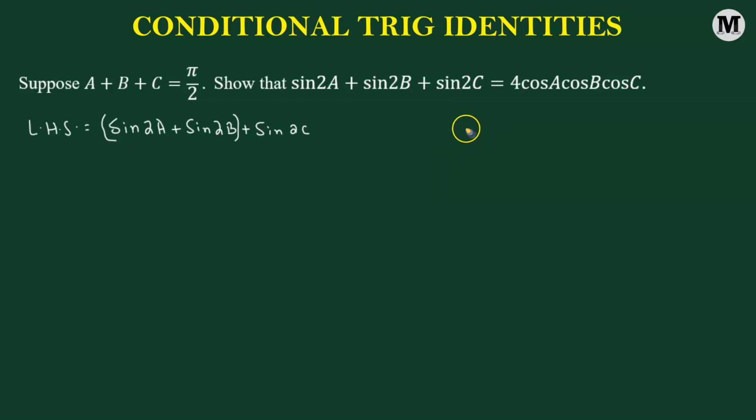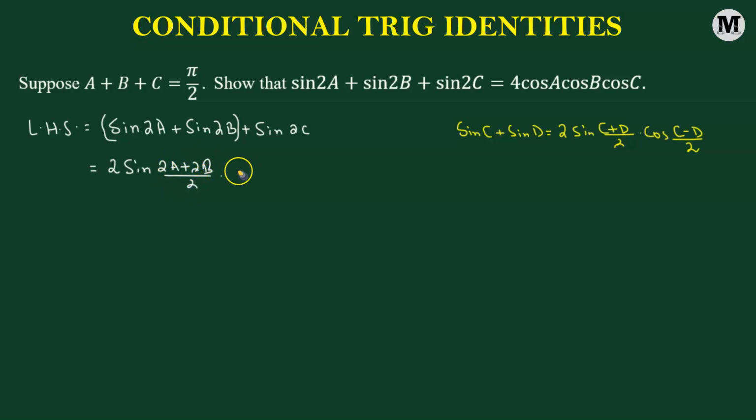Here we have a standard formula for combining two sine functions. Let's say we want to add sine c to sine d. We have 2 times sine of c plus d over 2 multiplied by cosine of c minus d over 2. Now in our case, c here is represented by 2a and d is 2b. So we now have 2 times sine of 2a plus 2b divided by 2 multiplied by cosine of 2a minus 2b divided by 2, added to sine of 2c.